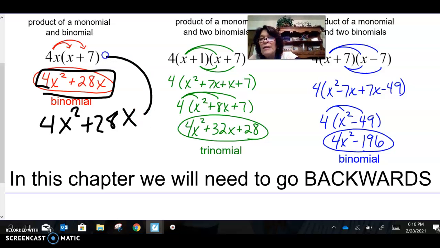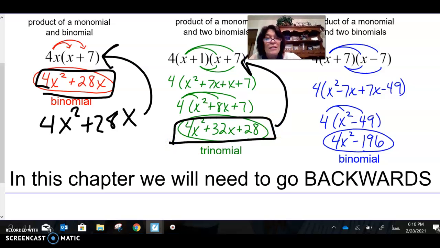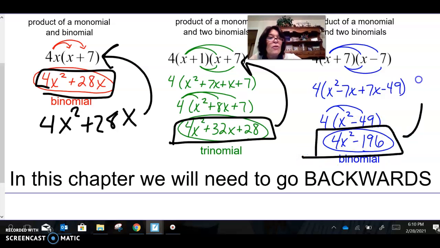We want you to be able to get from here back to there. Okay, this is going to be the question. We're going to want to get you from here. This is going to be the answer. The question will say, factor this trinomial. Factor this binomial to get it back to here. Okay, that's what we're doing in this whole chapter.